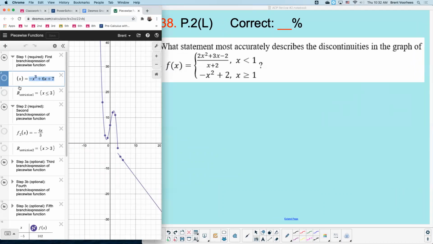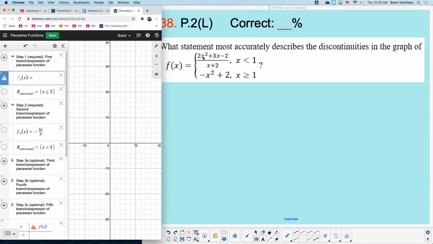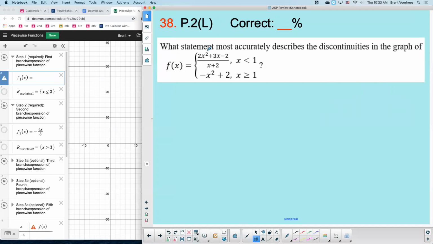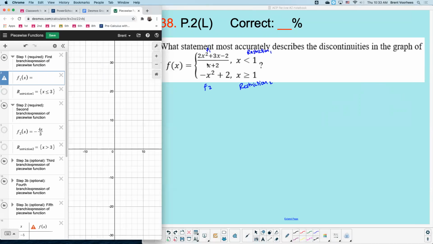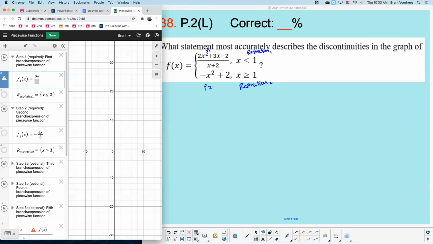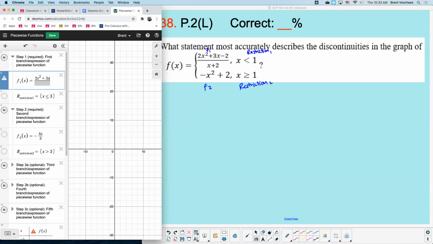So f1 here on piecewise refers to the top piece here. I'm going to call this f1 right here on the left, and this is going to be restriction 1. And down here, this is going to be f2, and this is going to be restriction 2. That's how I'm going to graph these. And so when I go to f1, I type in the top, which is 2x squared plus 3x minus 2 over x plus 2. The restriction is x is less than 1.